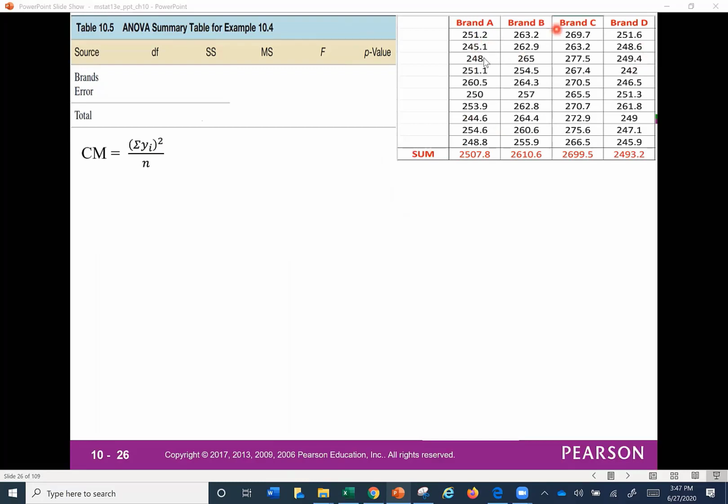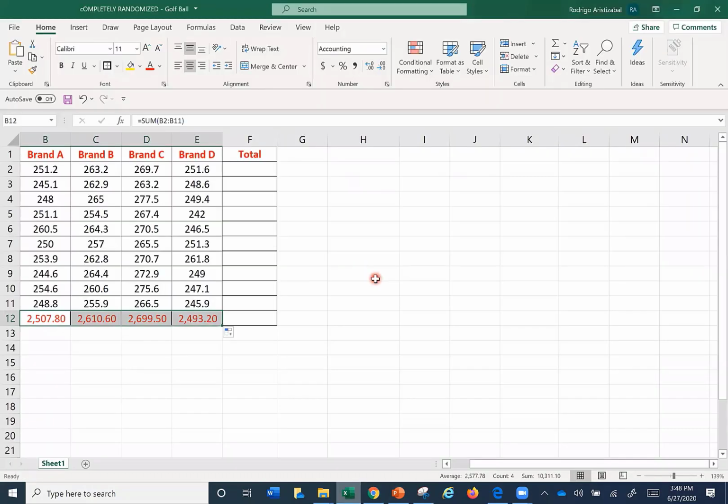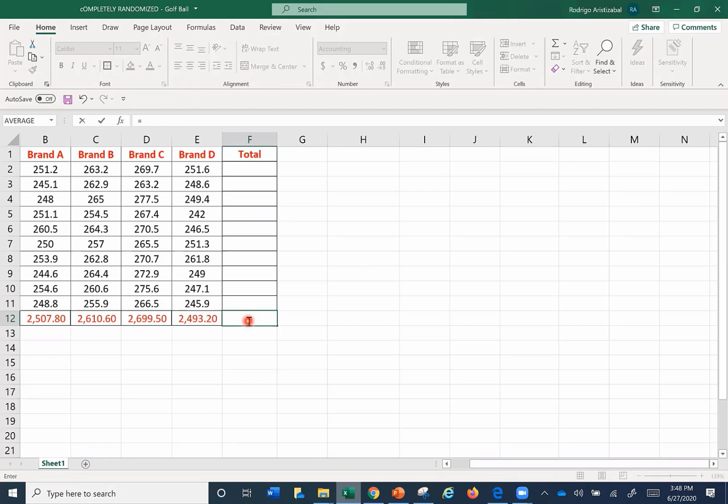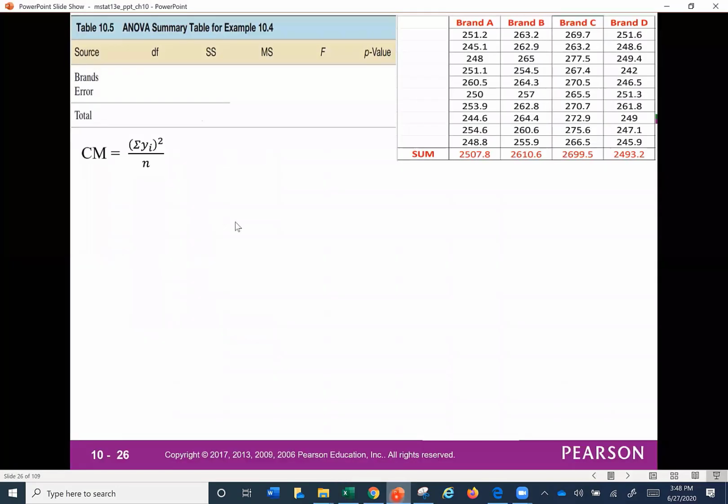We need to sum all of these values and square this quantity. How can we obtain the sum of all of these values? Let's go to Excel, and in this box input equal, the sum of all values from this point to this point, and enter. That is the sum of all values. We need to square this quantity to obtain the correction. Then we need to input this value here, and divide it by 40.